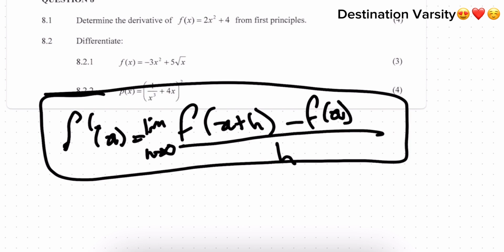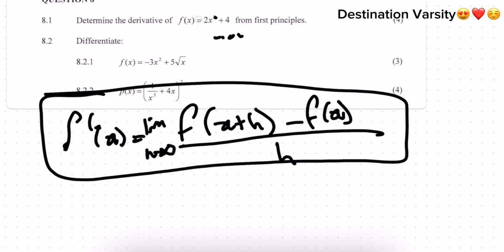Okay, cool. So if you were to determine the derivative of this not from first principles, the answer is going to be 4x, right? So let's see if using first principles will give us the same answer. I use the same logic that 2 times 2 is 4, and the derivative of a constant is 0. So yep.